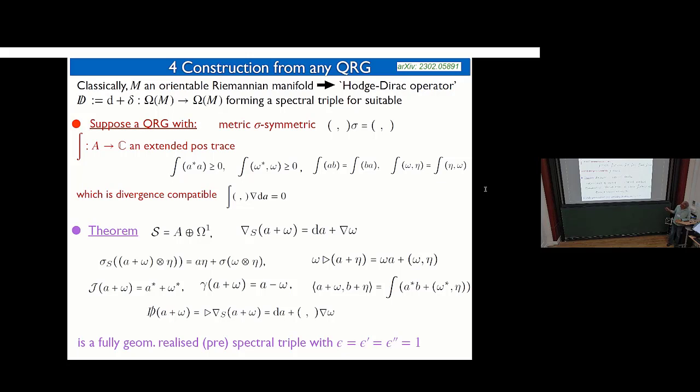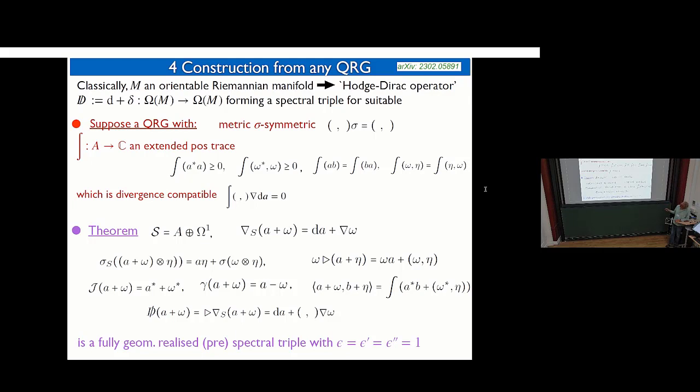We'll construct an analog of this. But rather than working with the whole exterior algebra, we'll just truncate it. So we'll look at degree 0 and degree 1, A plus omega 1. So that's what S is going to be, A plus omega 1. And we'll look at a truncated version of the Hodge-Dirac operator. Now, we also want an extended trace.